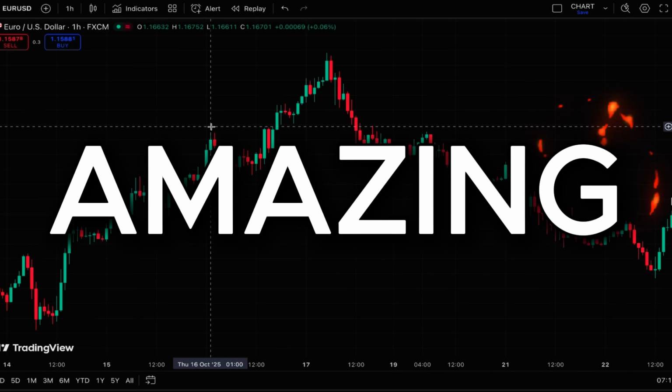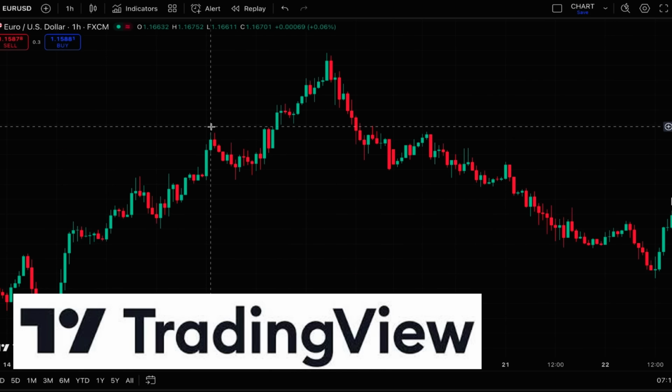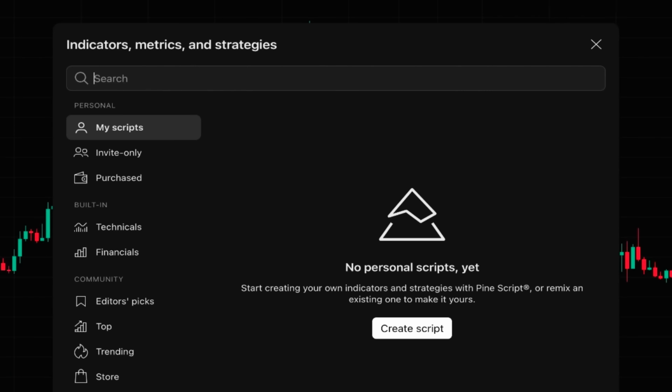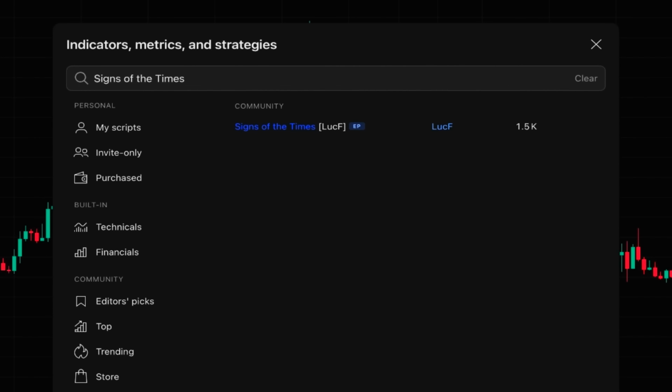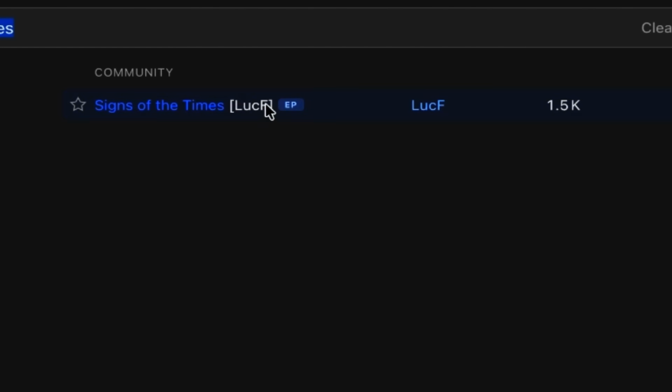I want to show something amazing. On TradingView platform, here click on indicators and search signs of the times. This one, which is an editor's picks indicator and written by LuxAlgo.